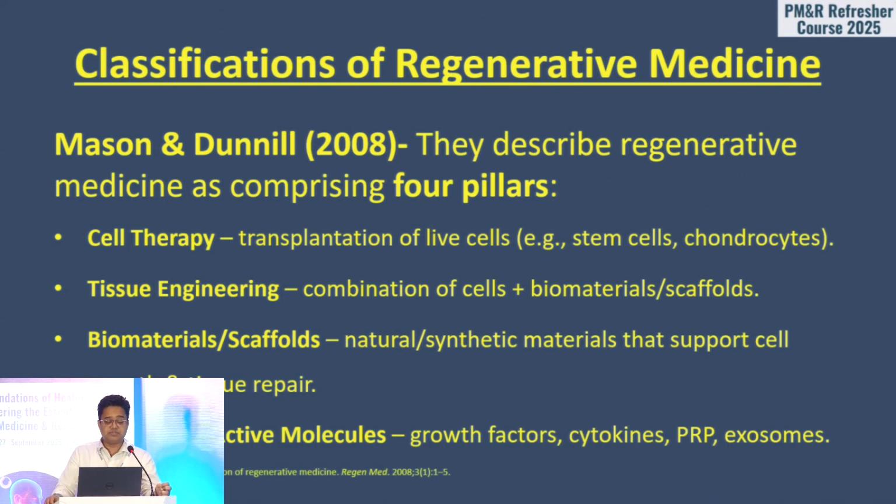Now, the classification given by Mason and Dunnill in 2008. They describe regenerative medicine as comprising 4 pillars: cell therapy, which is transplantation of live cells, stem cells, chondrocytes; tissue engineering, a combination of cells plus biomaterial scaffolds; biomaterial scaffolds, natural or synthetic materials that support cell growth and tissue repair; and biologically active molecules like growth factors, cytokines, PRP, and exosomes.